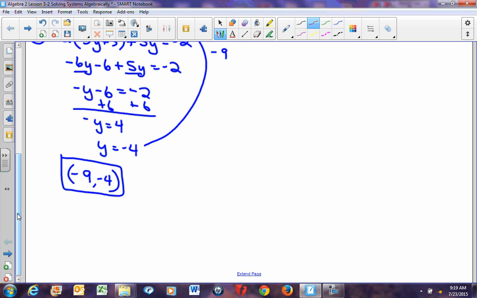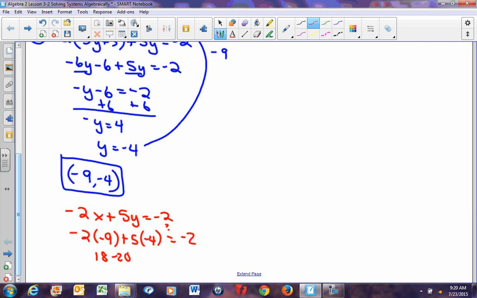So to check it, we take that first equation, which was -2x plus 5y equals -2, and I'll put in -9 for x and -4 for y. So I have -2 times -9 plus 5 times -4, and that's supposed to equal -2. So let's check that out. This is +18 minus 20. That equals -2, so that checks.